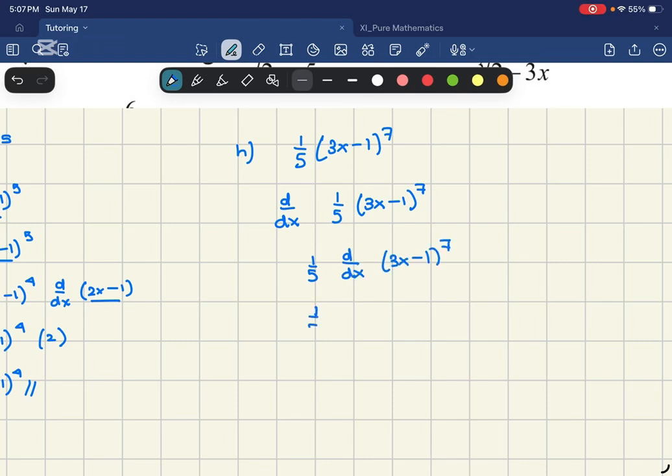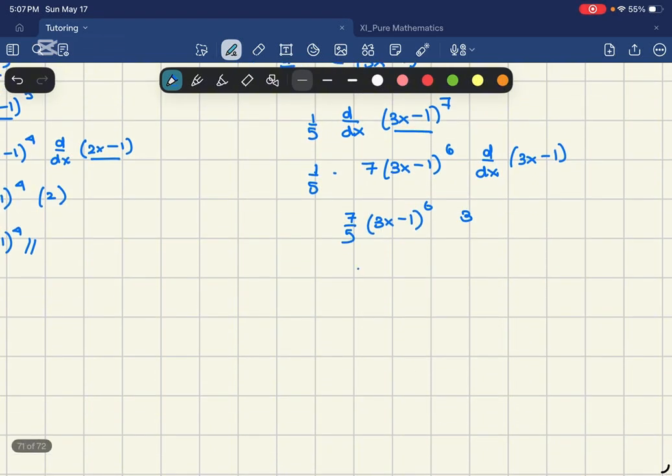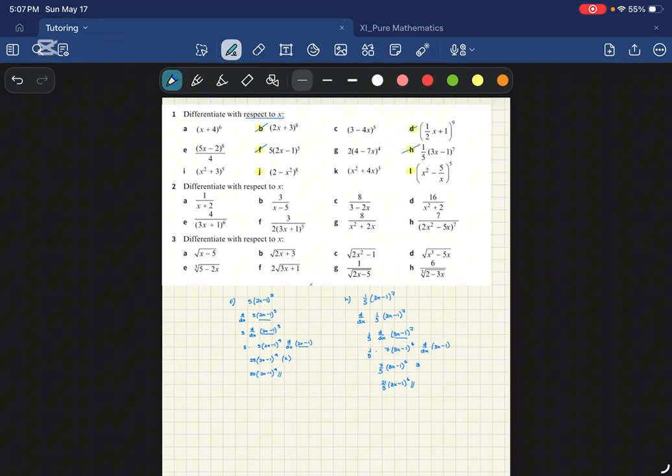Now you do your regular process, right? 7(3x − 1)^6, but inside is not just x, so you have to differentiate it again. So whatever was not x, you differentiate that. So you have 7/5 (3x − 1)^6, and then when you differentiate the inside, you get 3. So you get 21/5 (3x − 1)^6. All right, so that is h.